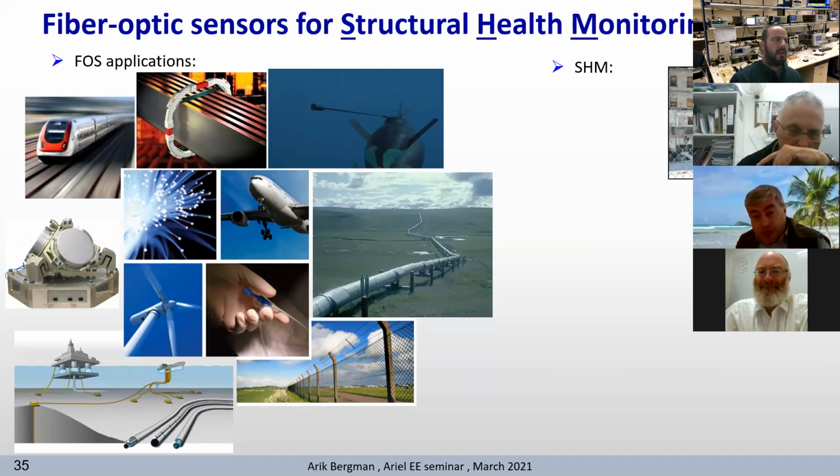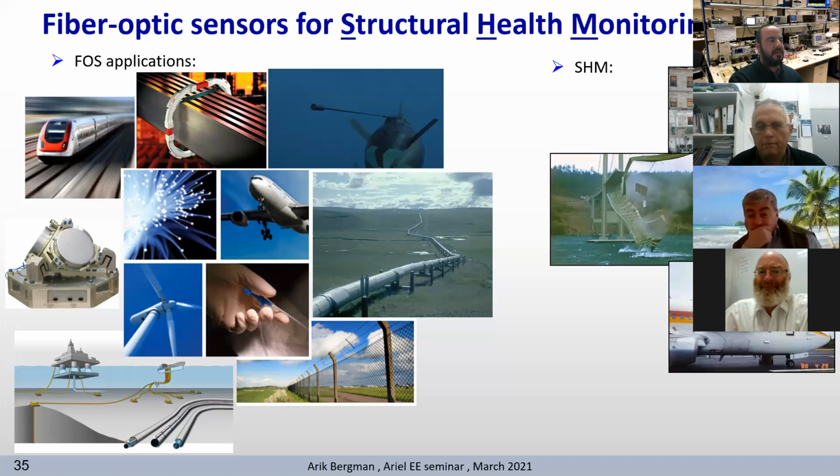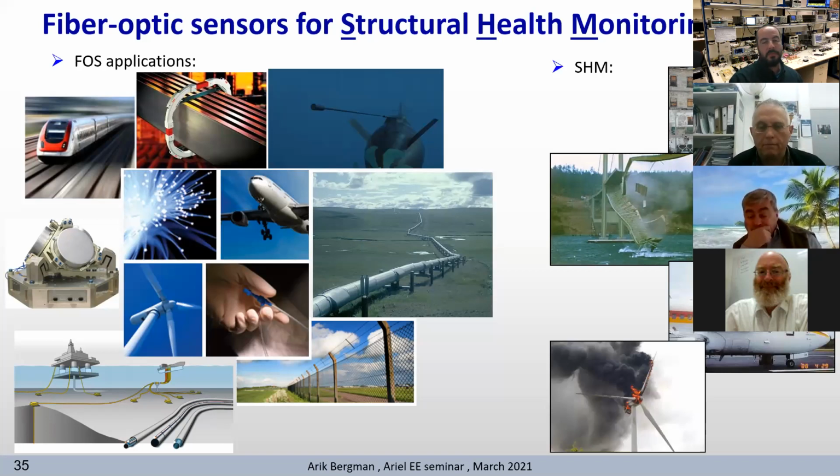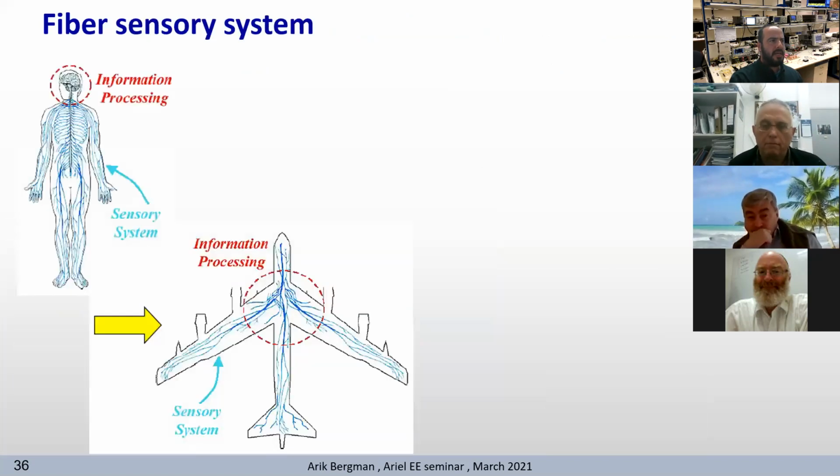We are surrounded by structures, but do we know how they feel? Buildings collapse, bridges disintegrate, airplanes fall apart, wind turbines catch fire. The question is, can we anticipate a disaster? And the answer is yes. Yes, we can. We can achieve that by giving our structure a sensory system.